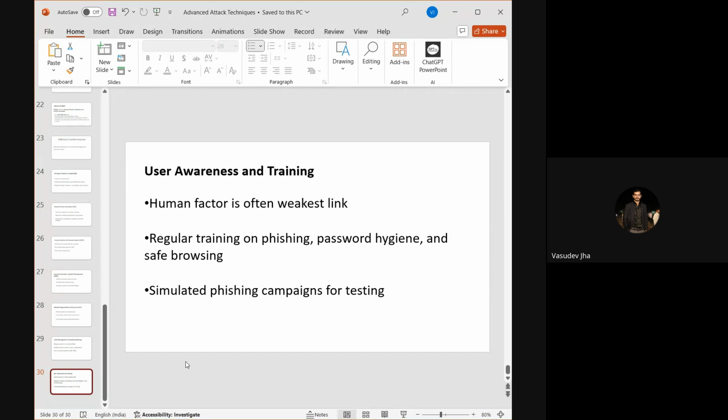So this is all about the advanced attack techniques. Any doubt or any question? As we have time, if you guys have any kind of doubt or any discussion, we can do it. Yes, anyone?